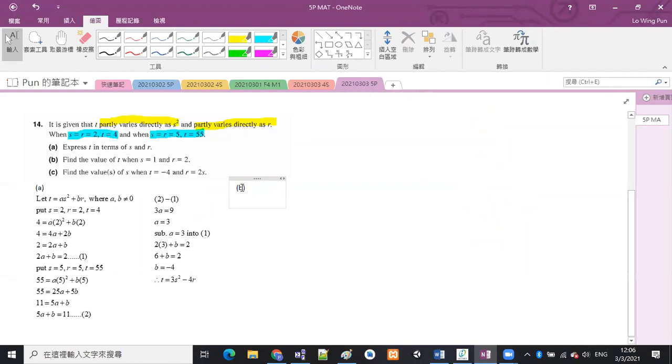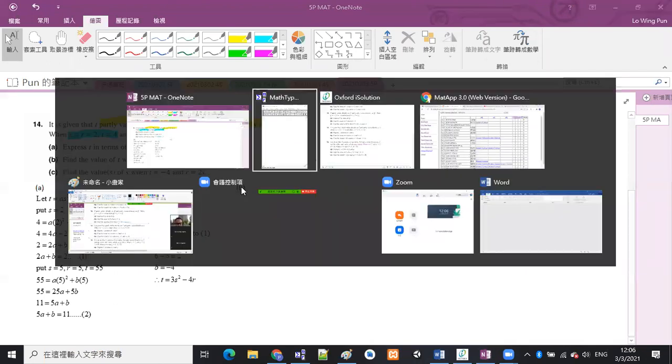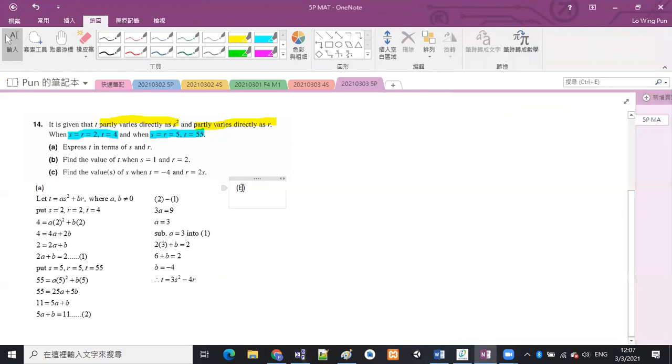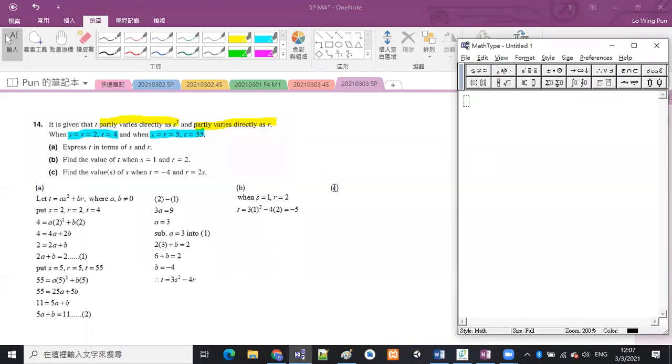Then part B, find the value of t when s is equal to 1 and r is equal to 2. So when s is 1 and r is 2, then we just substitute these two numbers into our equation. t is equal to 3 times 1 squared minus 4 times 2. And then it is a pure number, so you may just use the calculator to find the answer. So it should be equal to -5. Okay, so that is the answer of part B. Very easy, part B. And then part C, same format.